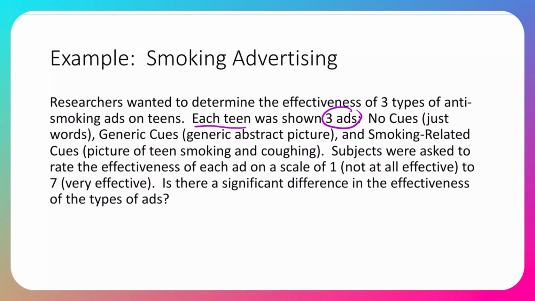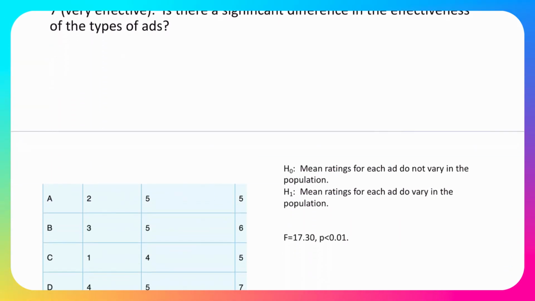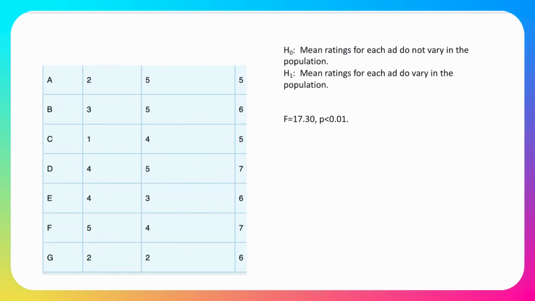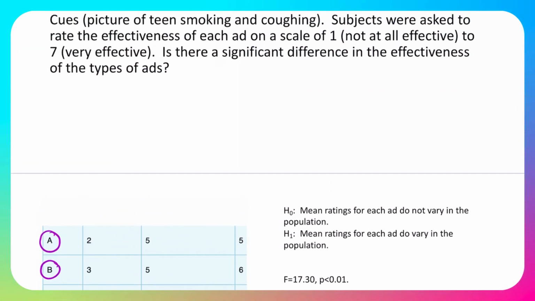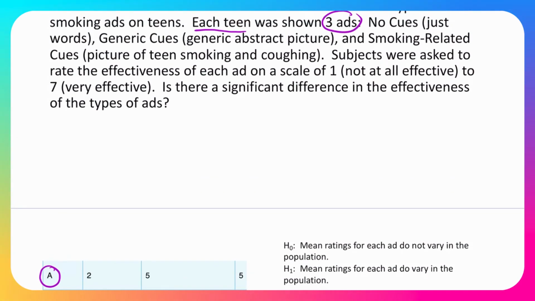Subjects were asked to rate the effectiveness of each ad on a scale of 1 to 7, 1 being not at all effective and 7 being very effective. And the question is, is there a significant difference in the effectiveness of the types of ads? So in this case, here we have teenager A, and we see 3 scores for this teenager. Teenager B, 3 scores for this teenager. And again, these are the different ad types.